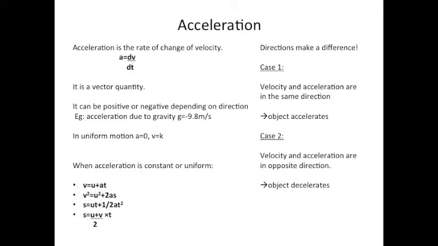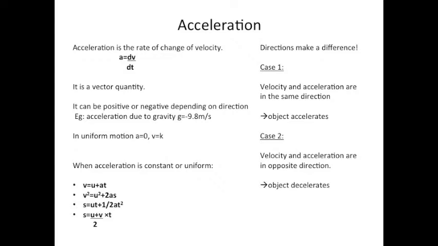Then directions. Now let's study two cases. I'm actually working on the right hand side right now. So case 1 and case 2. If acceleration and velocity are in the same direction, meaning that let's say both of them are going to the right side, or both of them are up, or both of them are down, or both of them are going to the left side, then the object will accelerate since both of them are in the same direction.